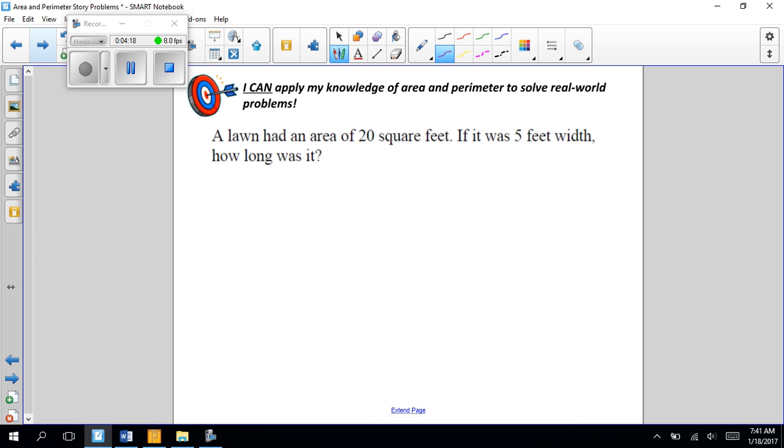I'll read it, then you can pause. A lawn had an area of 20 square feet. If it was 5 feet wide, how long was it? Not very well written, my bad. All right, so we go through here. You pause it, sorry. I would draw my picture first.